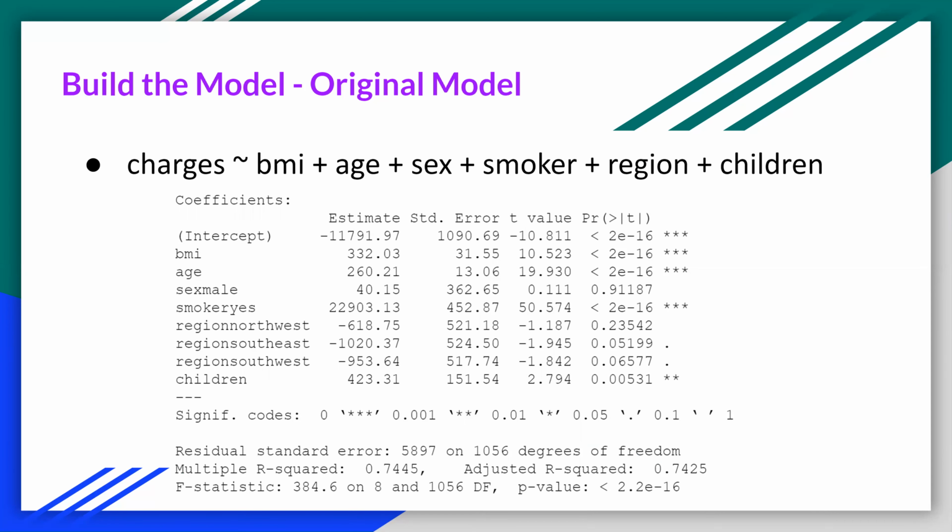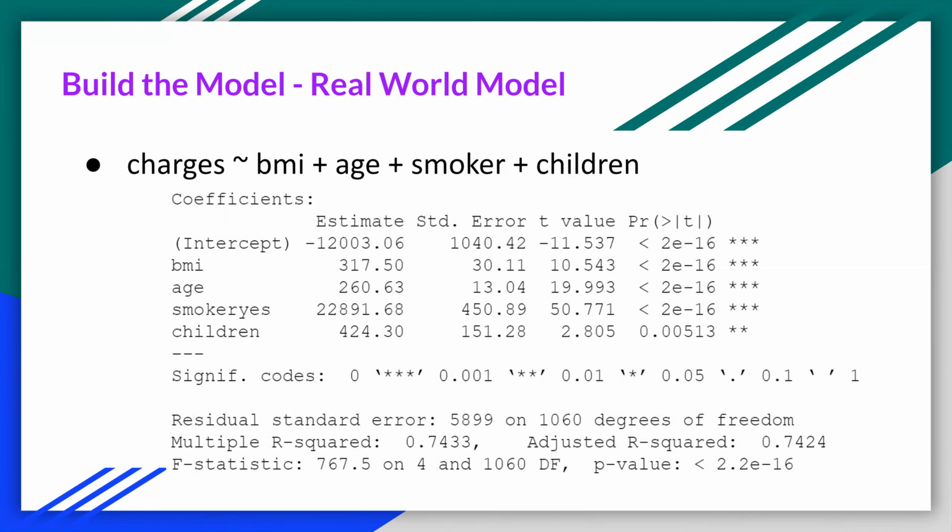So in order to improve this model toward a real-world model, we remove those variables that are unnecessary or insignificant to the model, meaning that they would be random. So we are left with BMI, age, smoker, and children in this model. While it doesn't improve the adjusted R-squared value very much, it does remove those statistically insignificant variables, which keeps our integrity for this model.